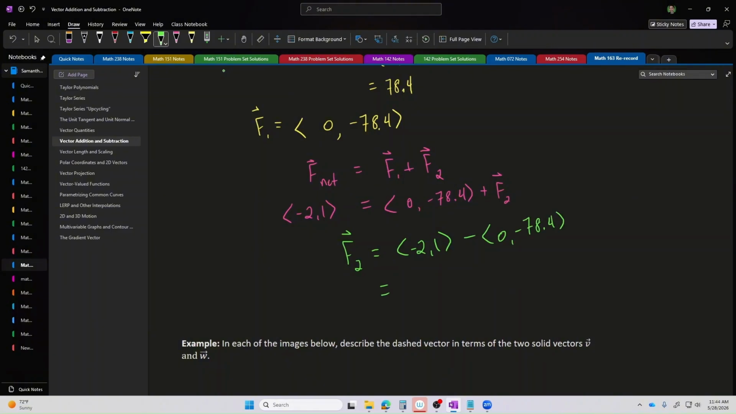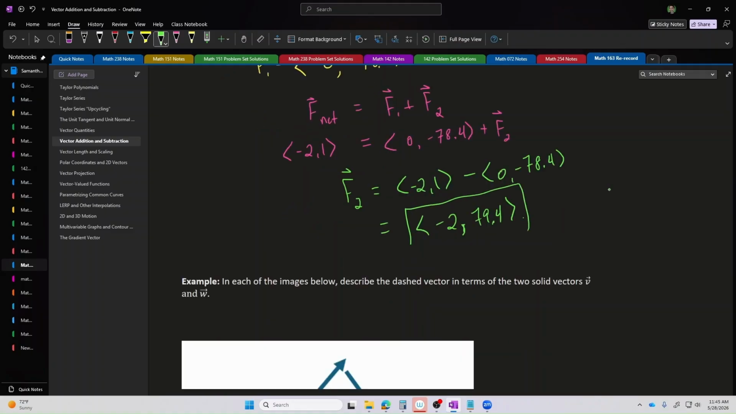If I follow through on this component-wise subtraction, I get in the x component negative 2 minus 0, and the y component 1 minus negative 78.4. So that's 1 plus 78.4, giving me 79.4.